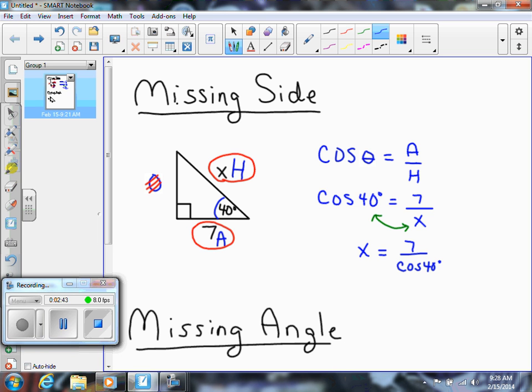Now we're ready to do the rest on our calculator. It should be set into degrees. We have to make sure that's the case. And all we're going to do is punch in 7 divided by cos 40 equals, and the answer we should get, and I'm going to go to 2 decimal places, is 9.13.